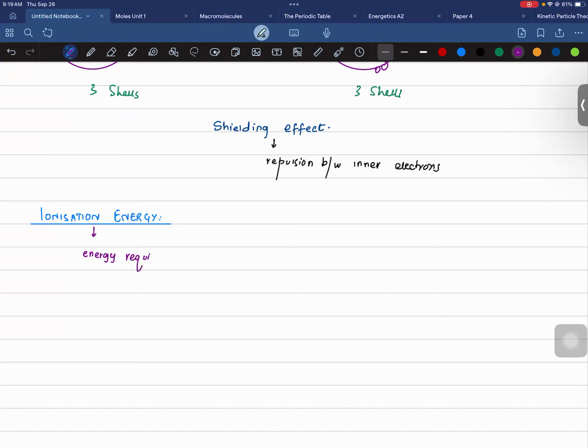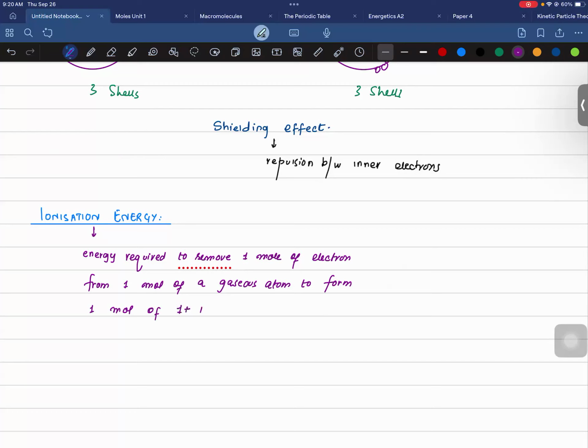Basically, ionization energy is the energy required to remove 1 mole of electrons from 1 mole of gaseous atoms to form 1 mole of 1+ ions.